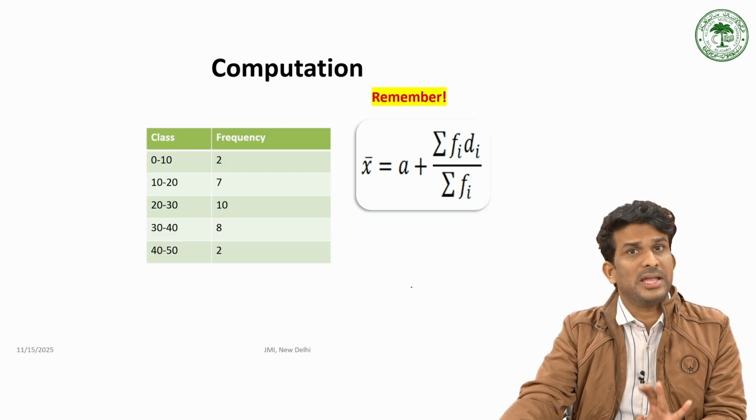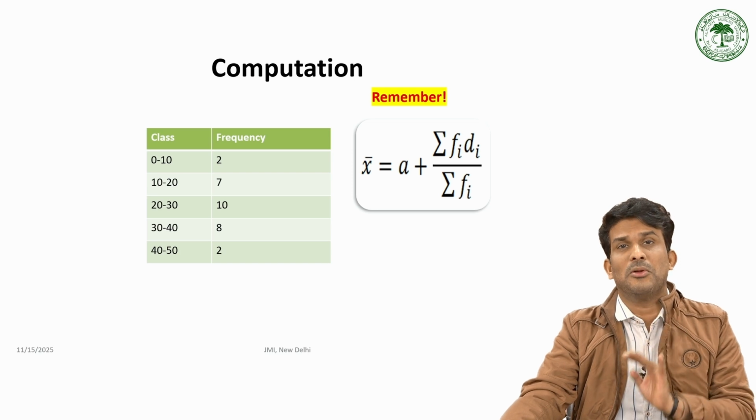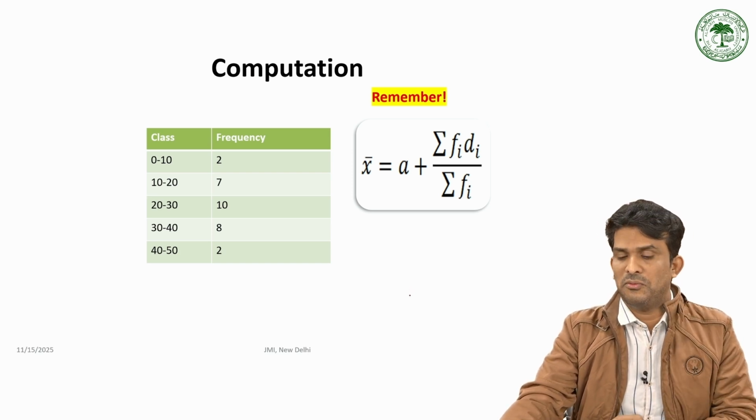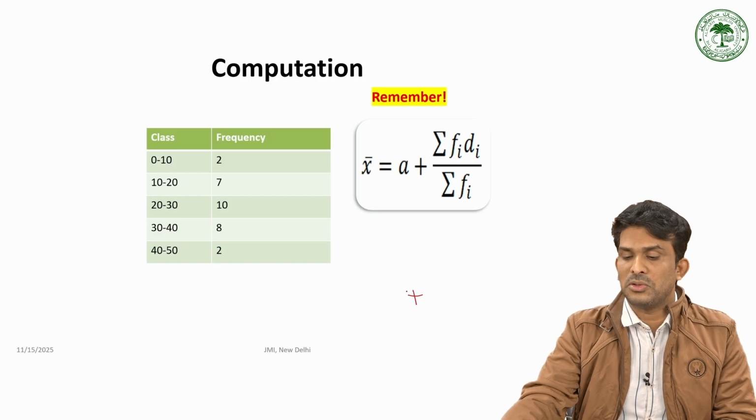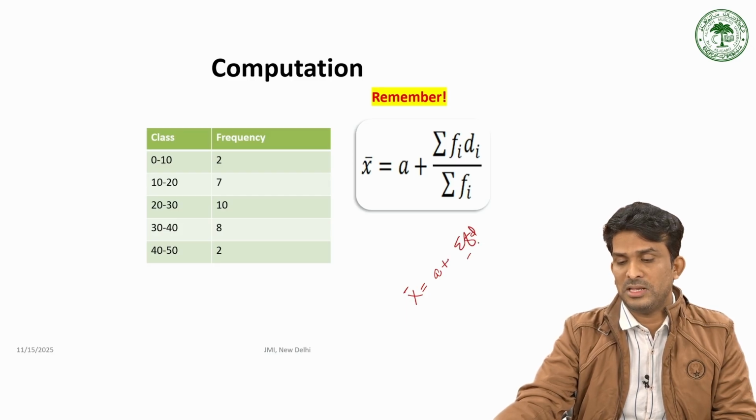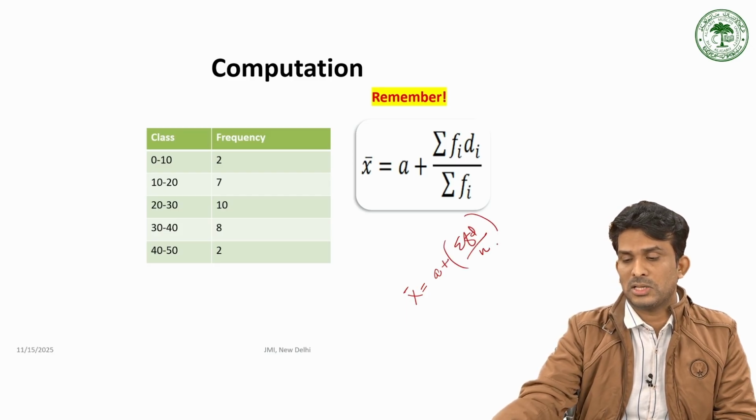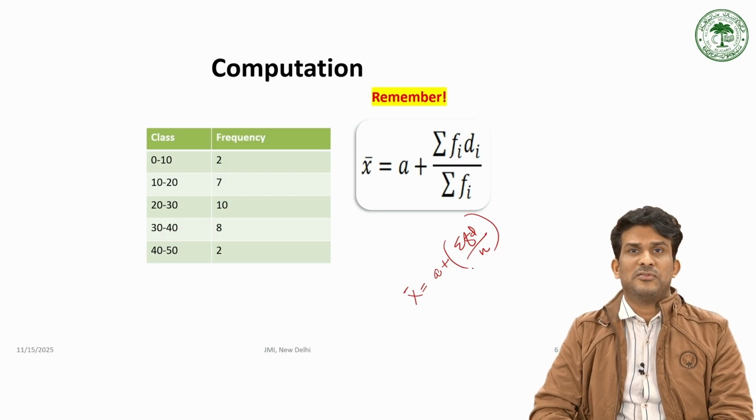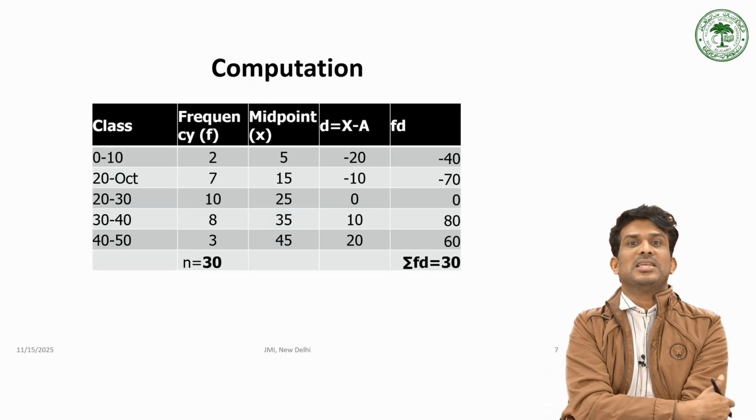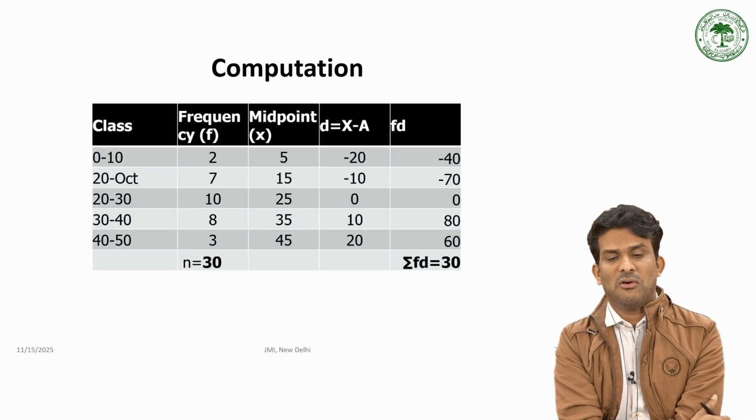Simply find and remember the formula, whatever is very catchy for you, very easy for you to understand. X bar is equal to a, assumed mean, plus sigma of fd by n. That n is actually sigma of f, the total frequency. I repeatedly mention the same to confirm, right? Again, see the thing. How can I go for this?